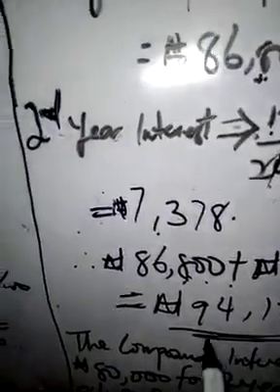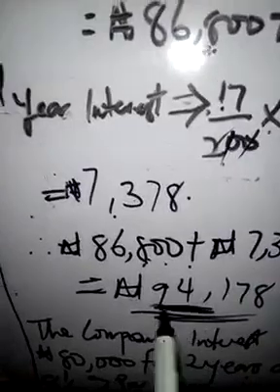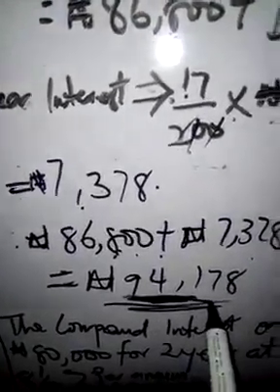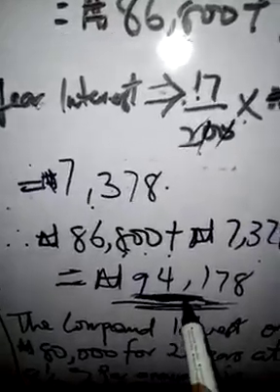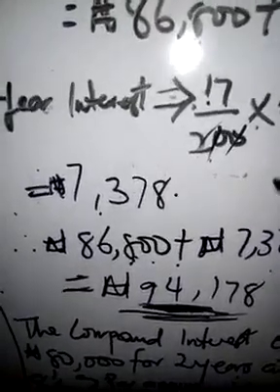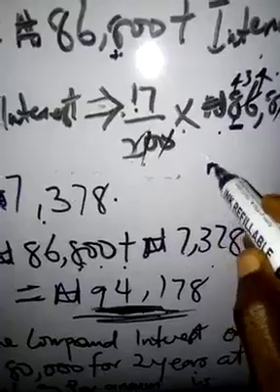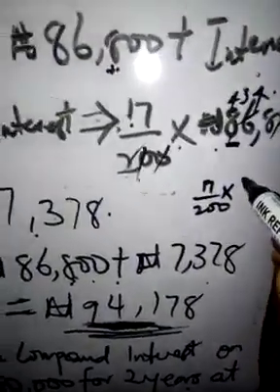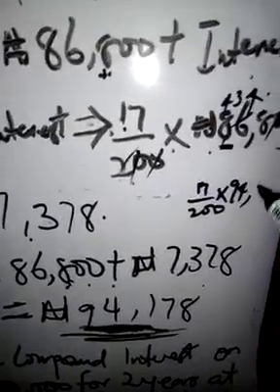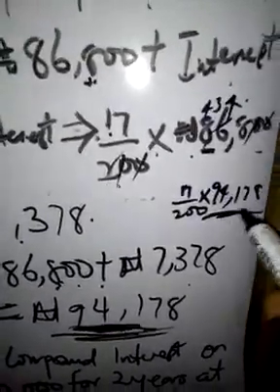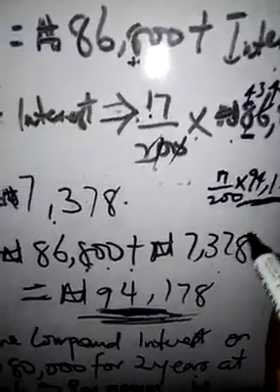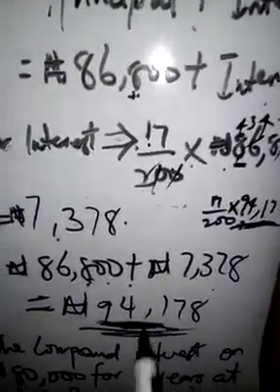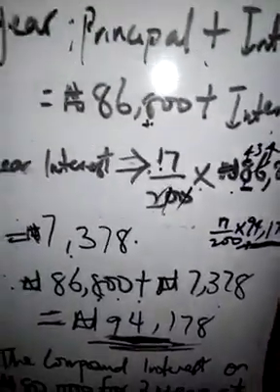So what you do is that this now becomes your principal. Then you take the rate. If you want to calculate the interest, it will be 17 over 200 for the third year times 94,178. So whatsoever you get here will be added to the principal.